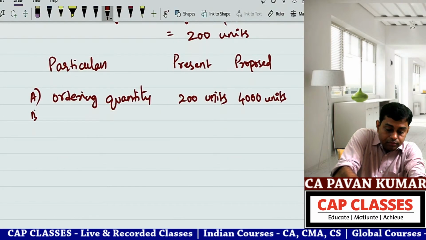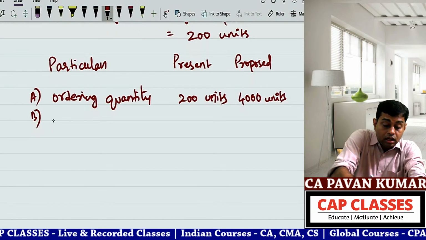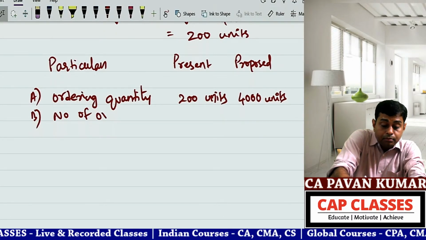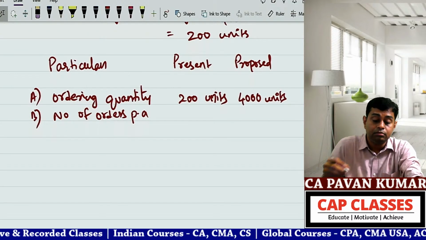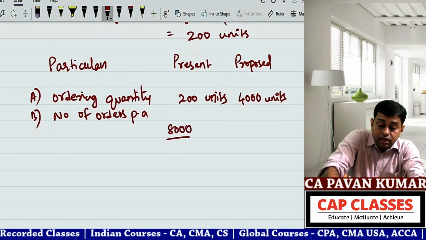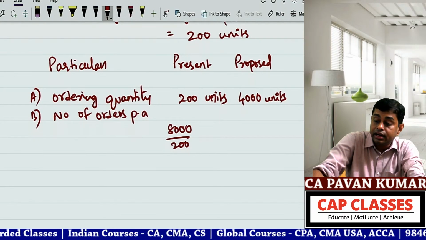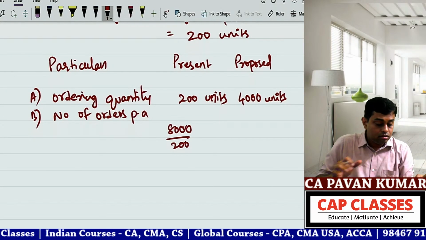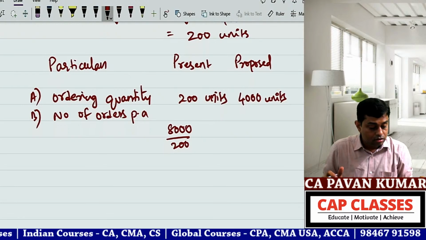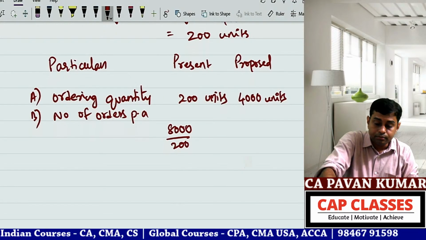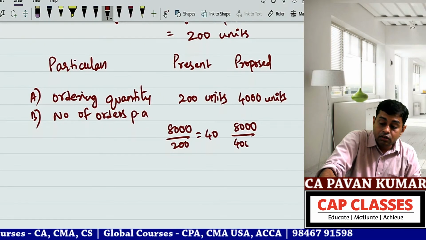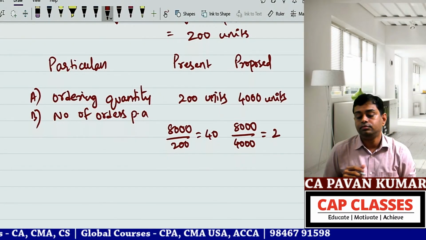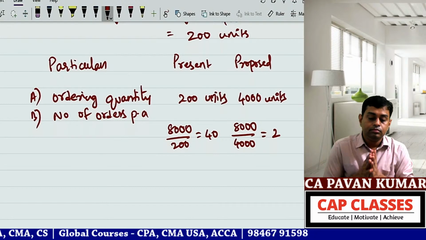So B, number of orders per annum. Can you tell me what are number of orders per annum? 8,000 divided by 200 must be 40. No, 40. Here 8,000 divided by 4,000, that is 2. Correct?